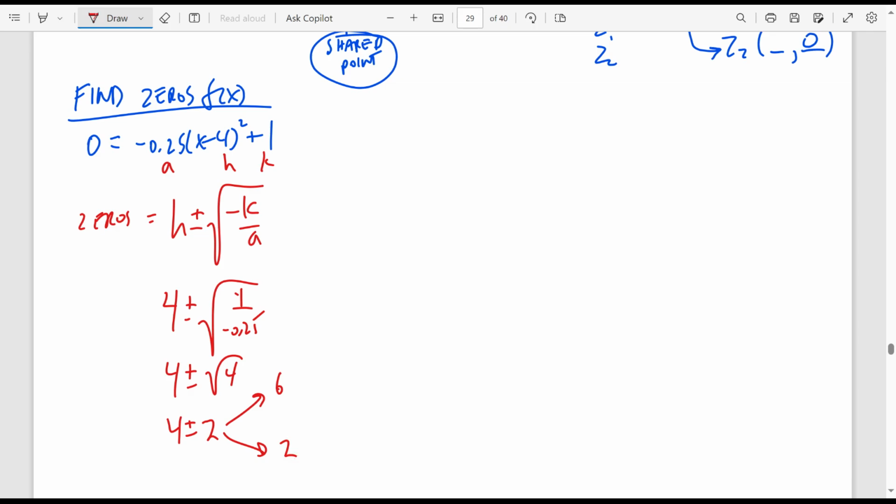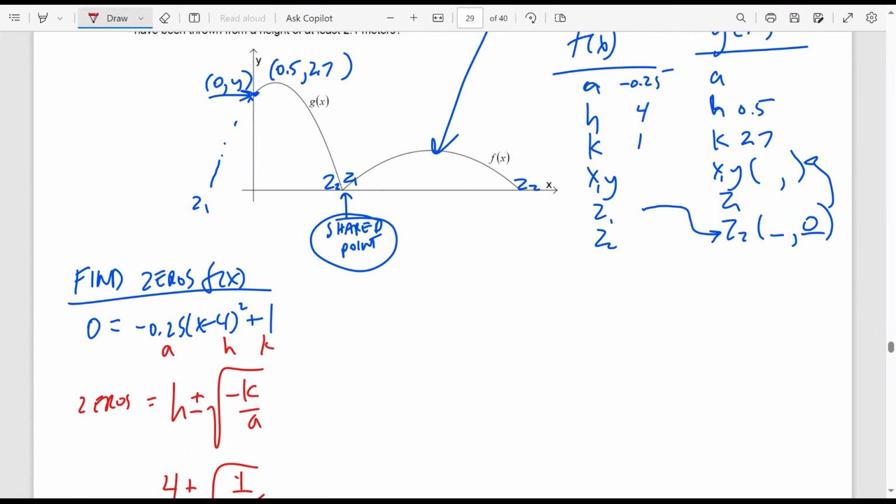I said I want the first zero, so this is the guy I'm going to accept, meaning of these two zeros, 2 and 6, that's the one that I'm going to transfer over to g of x. So I found both this zero and this zero, but I really only needed that guy there. Now, that 2 and 0 is literally just a point on the line. Now I have h, k and a point.